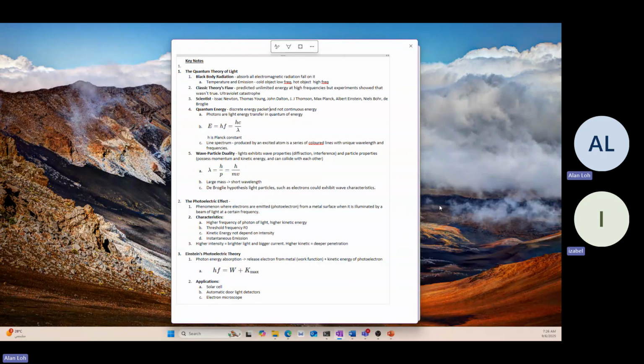Okay, let's take 3 to 5 minutes or 10 minutes for this case. I think there's quite a lot here to read in these notes. But before that, if you realize, it is structured very systematically. You have the first drawer over here, quantum theory of light. You have the second drawer, the photoelectric effect. You have Einstein, the photoelectric theory, right? And under each drawer, you have some notes.